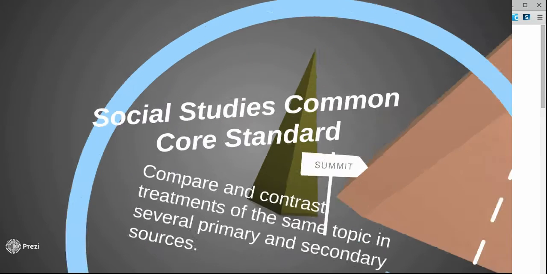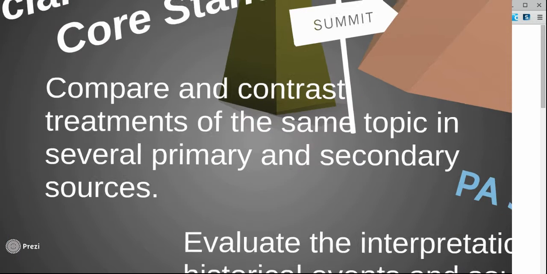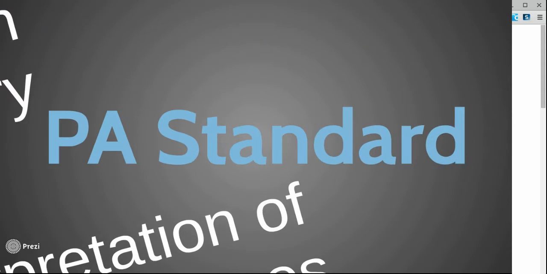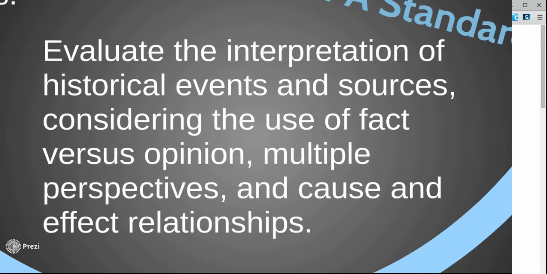This would address two different standards. We have the Social Studies Common Core Standard, which would compare and contrast the treatments of the same topic in several primary and secondary sources. And then the Pennsylvania Standard, which evaluates the interpretation of historical events and sources. They'd be doing the evaluation just in the fact of determining what to actually post on the boards.